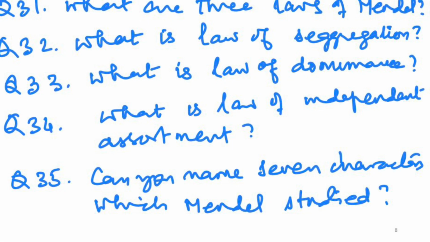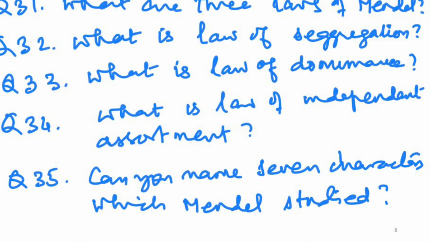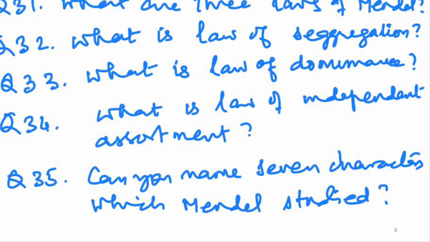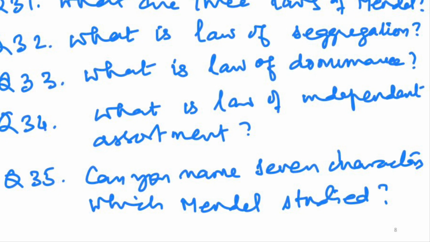What is the law of dominance? The law of dominance states that of the 2 alleles, one allele is dominant, and it is the only allele which is expressed in the F1 generation. So he said in the hybrid progeny, one allele is dominant, which is expressed in the F1 generation.